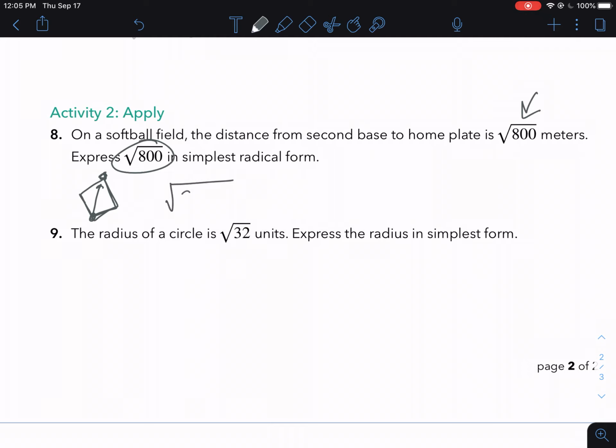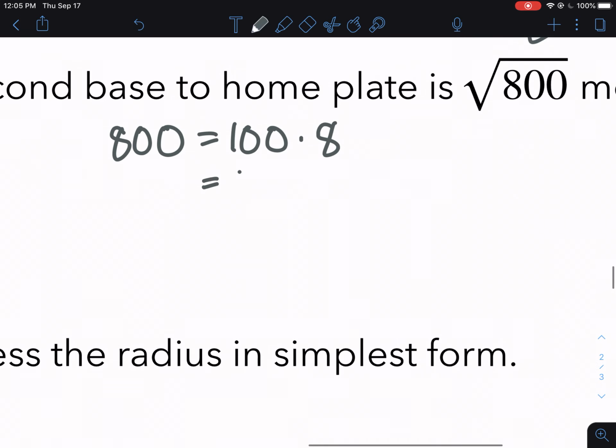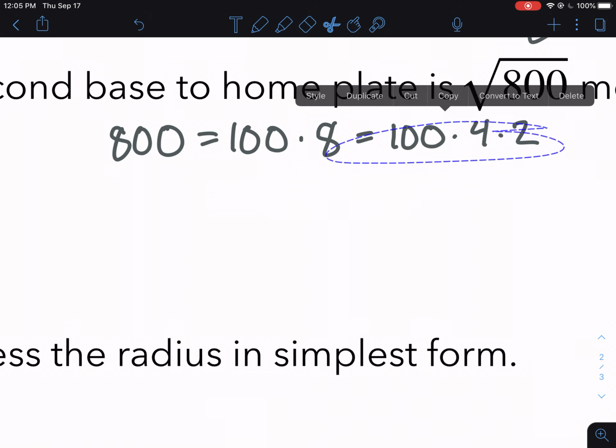So the square root of 800, we want to know what perfect square 800 is divisible by. And there are two routes you could take. You could say, oh, 800, I know that that's divisible by 100. That's 100 times 8. And that could totally work, except 8 is also divisible by a perfect square. So you'd be like, oh yeah, that's 100 times 4 times 2. Cool. But guys, guess what? There's an easier path. Ready?